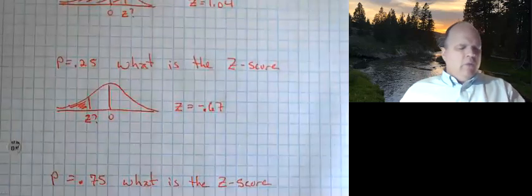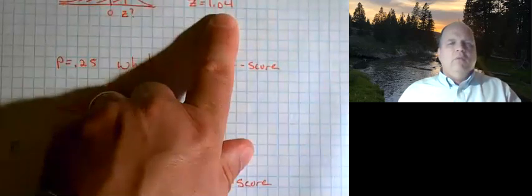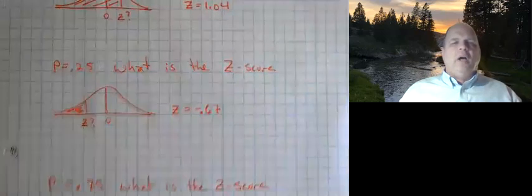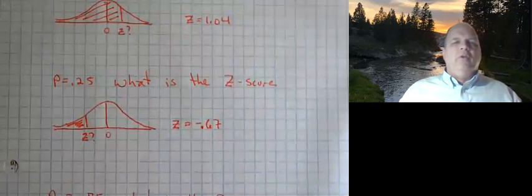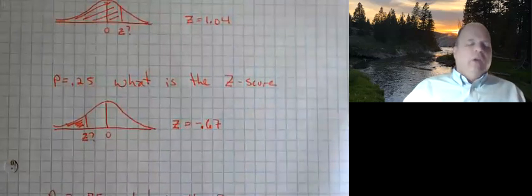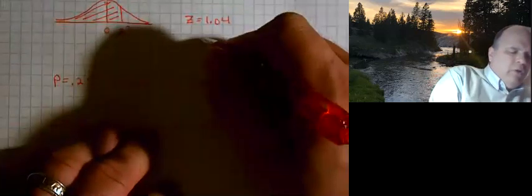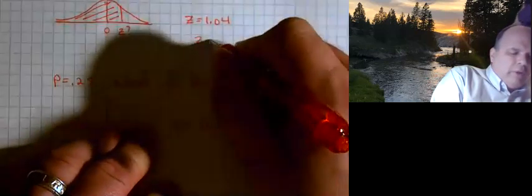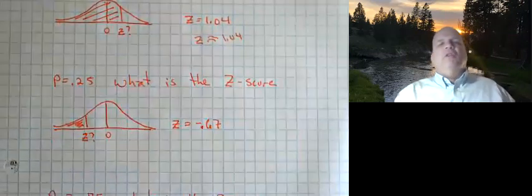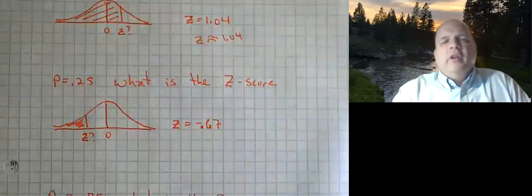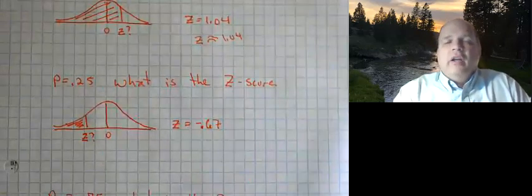All right, 1.04 is my response, and that really should be an approximation. Z is approximately 1.04. And what that means is 85% of the data is less than a z-score of 1.04.